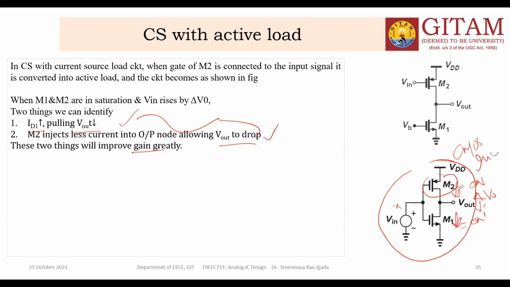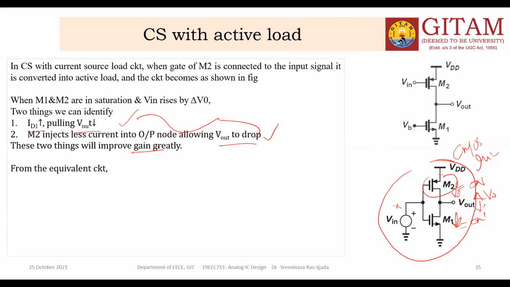So generally what we want is gain improvement. In this circuit, the gain can be improved in these two ways. First, whenever ID1 increases, the corresponding Vout will decrease. Second, M2 injects less current into the output node, therefore Vout will be dropped.